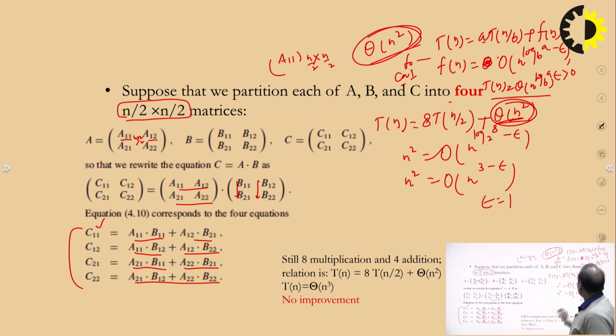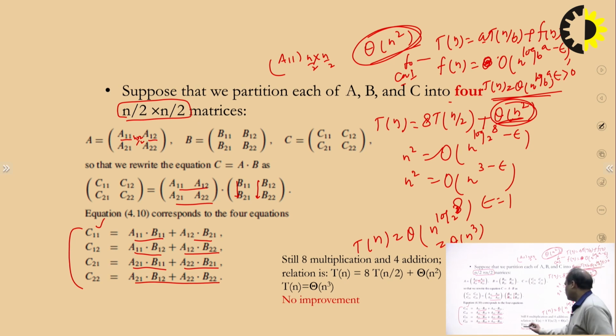By case 1, the running time of this recurrence will be T(n) is theta of n to the power log a, where a is 8 and b is 2. So this is going to be theta of n cubed. This means there is no improvement. Even using the divide and conquer approach, we are not getting any further improvement. So it remains as it is.